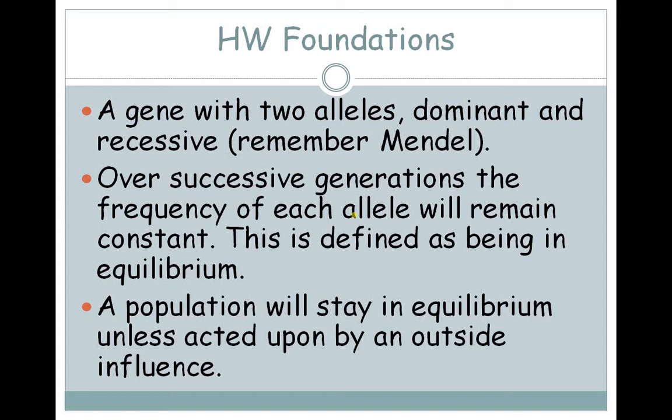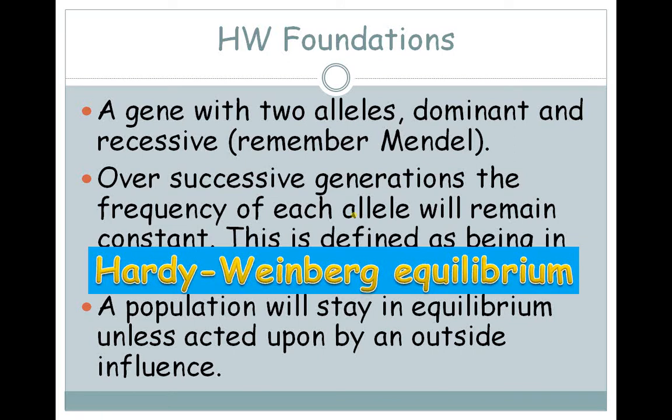Now, over successive generations, the frequency of each of these alleles, the dominant one and the recessive one, should remain constant. And if they do, this is identified as being in equilibrium. This is what we refer to as the Hardy-Weinberg equilibrium. A population that's in equilibrium will always have constant, or the same, allele frequencies unless it's being acted upon by an outside influence, that outside influence being evolution.